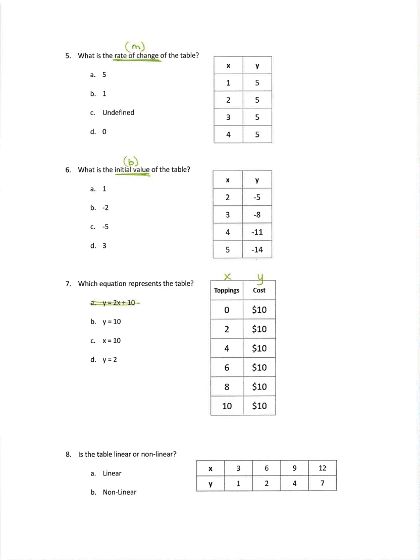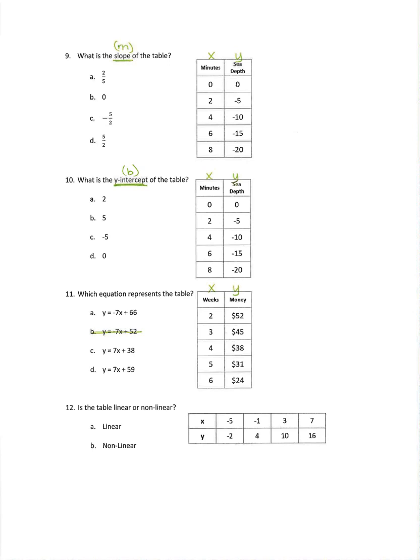Number 8, is the table linear or nonlinear? A, linear, B, nonlinear. Number 9, what is the slope, or m, of the table? A, 2/5, B, 0, C, -5/2, or D, 5/2.